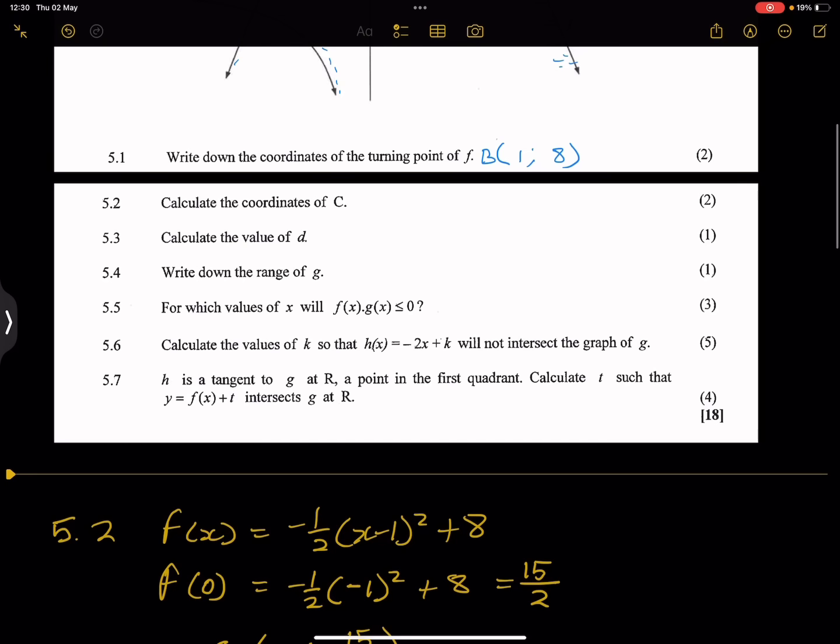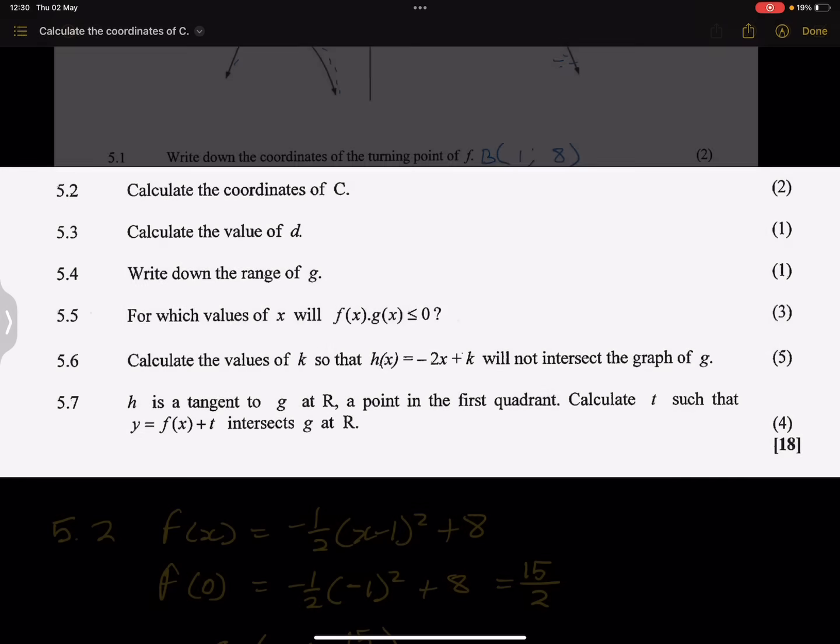They say to us, h is a tangent to g at r, a point in the first quadrant, and we now need to calculate t such that y equals f of x plus t intersects g at r.